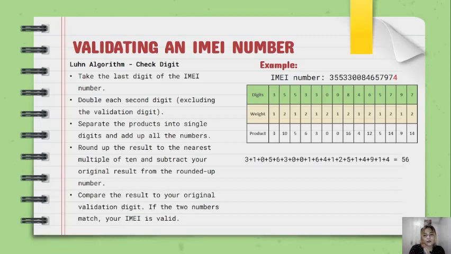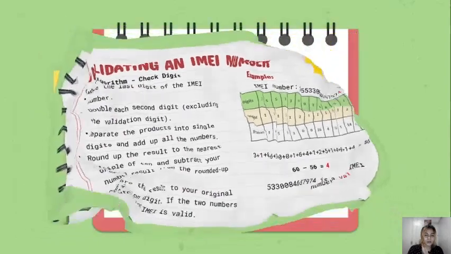and add up all the numbers. So we have now the result of 56, and then rounding that up to the nearest multiple of 10, we will have 60. Subtracting 56 from it, we have 4. So therefore, as you can see, our calculated check digit is the same as the original check digit. Therefore, our IMEI number is valid and working.